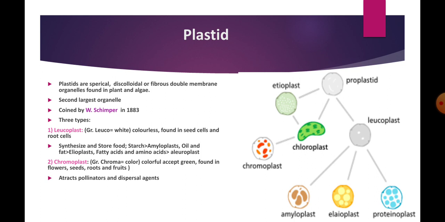You already know about pollination, and for pollination to happen, some agents are needed to spread pollen from flower to flower, and those are called pollinators. And chromoplast attracts the pollinators to the flower, and so they come to the flower and go to other flowers, and thus pollination occurs.